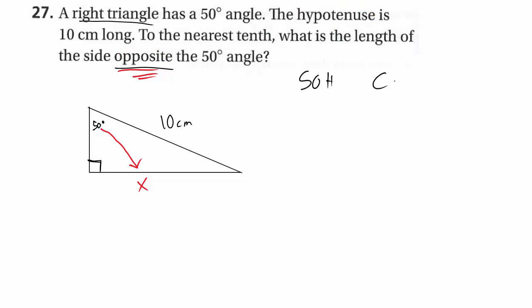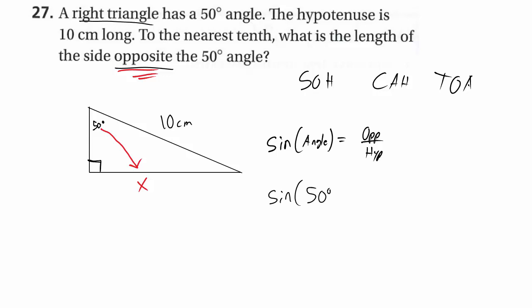The opposite side is the thing we're looking for, which is the side opposite of the 50-degree angle. When we use opposite and hypotenuse, we know that we're using sine. So the sine of the angle is equal to the ratio of the opposite over the hypotenuse. So the angle in this case being 50 degrees, we don't have the opposite, so we'll just put a variable there. You can put any variable. I'll use x. The hypotenuse is 10 centimeters.